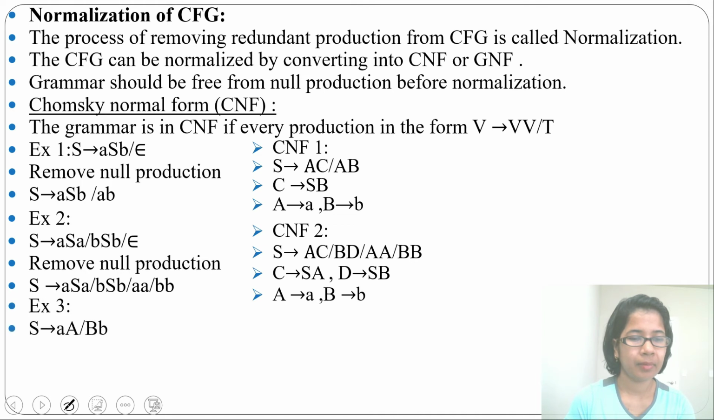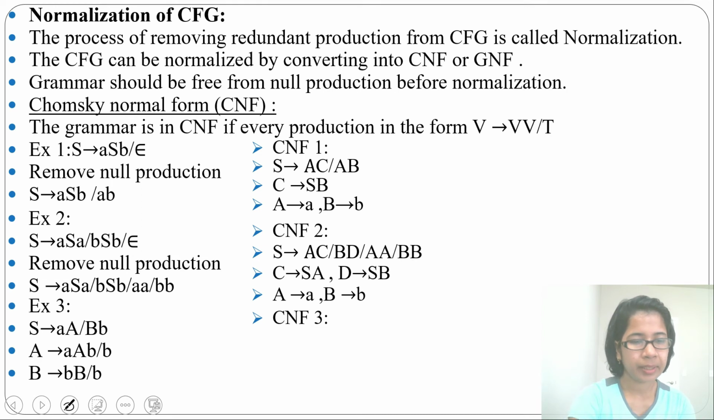Let's see another example. S tends to AA or BA, A tends to AAB or B, B tends to BB or B. Now we need to find CNF for this. You can mark there is no epsilon, so you don't need to remove anything. Let's first do for this AA or BA. So here one terminal is given, one variable is given, but it should be in variable format. So what we will do, in place of this a, we'll write some X. In place of this b, we'll write some Y. So S will derive XA or BY. Now this production is done.